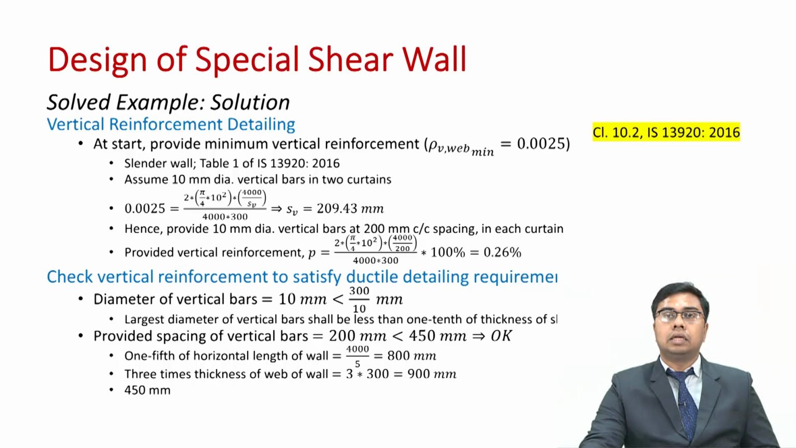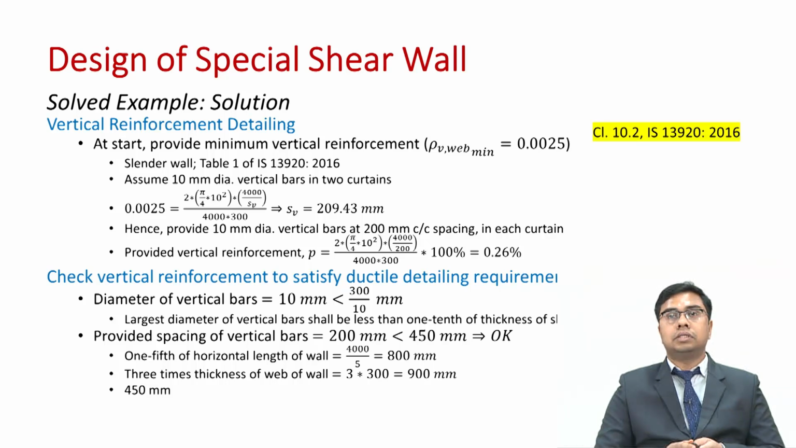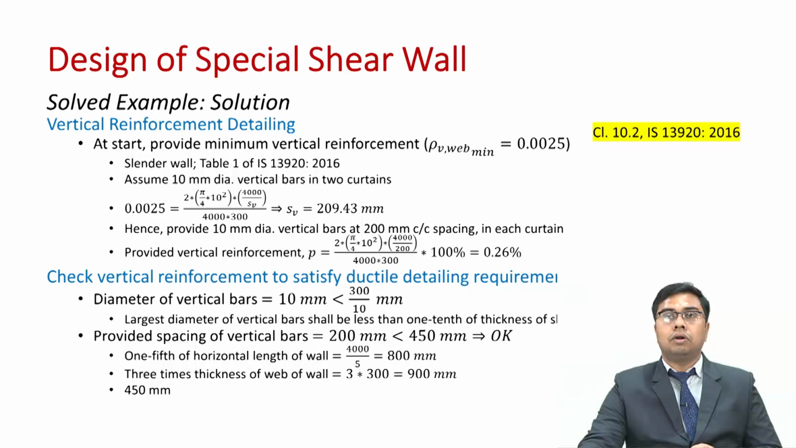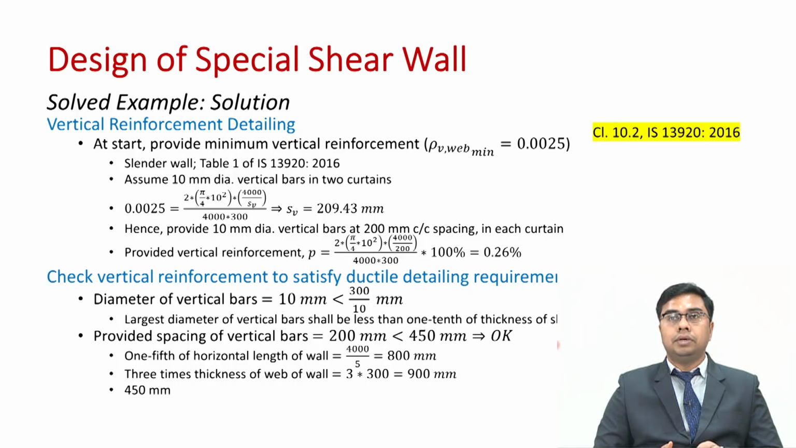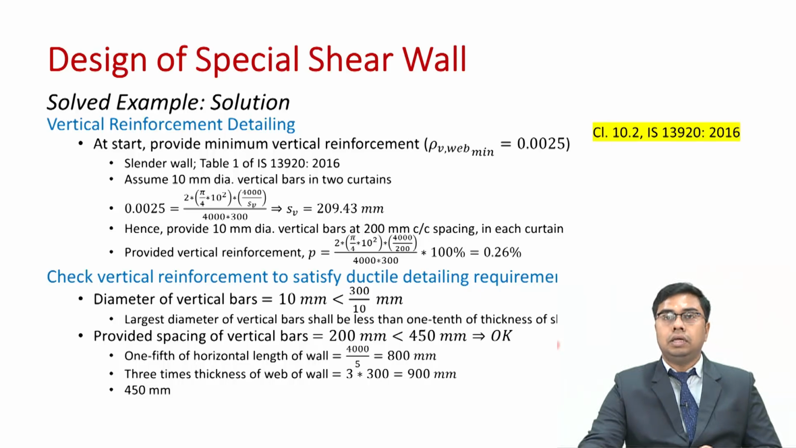Now, let us check whether the vertical reinforcement satisfies the ductile detailing requirements or not. So, the first ductile detailing requirement suggests that the largest diameter of vertical bars shall be less than 1/10 of the thickness of the shear wall. In this case, the thickness of the shear wall is 300 millimeters, and that is why the largest diameter of vertical bars can be 300 by 10, that is 30 millimeters. In this case, we have used 10 mm dia bars, so it is perfectly fine.